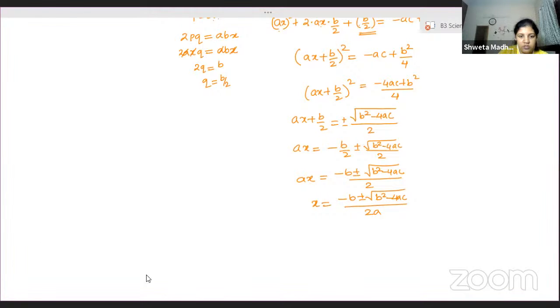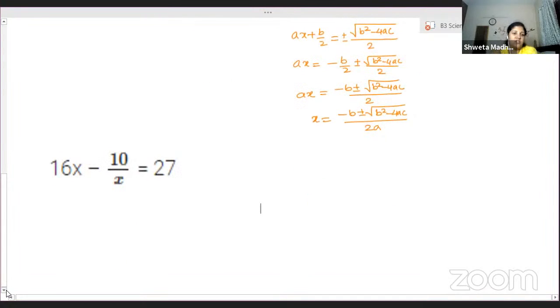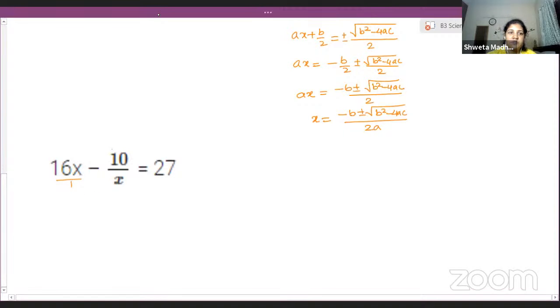Suppose we have a question like this, not a simple one, type 1 or simple questions. This is the equation we have to solve. First, this is not in the quadratic or the standard form. So we have to write it in the standard form, that is the ax square plus bx plus c form. So take LCM. LCM will be x.